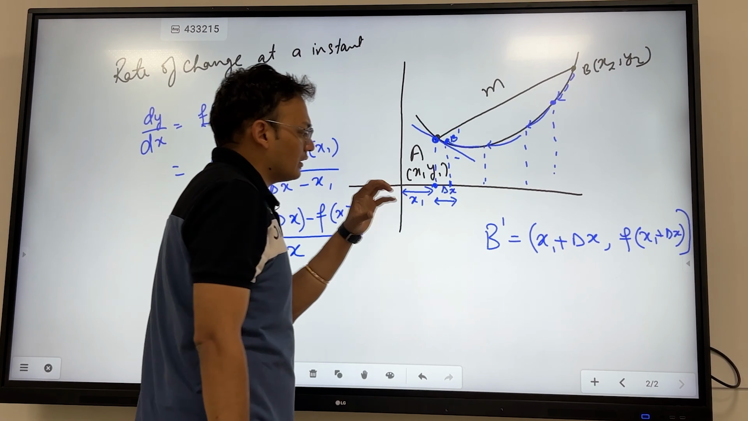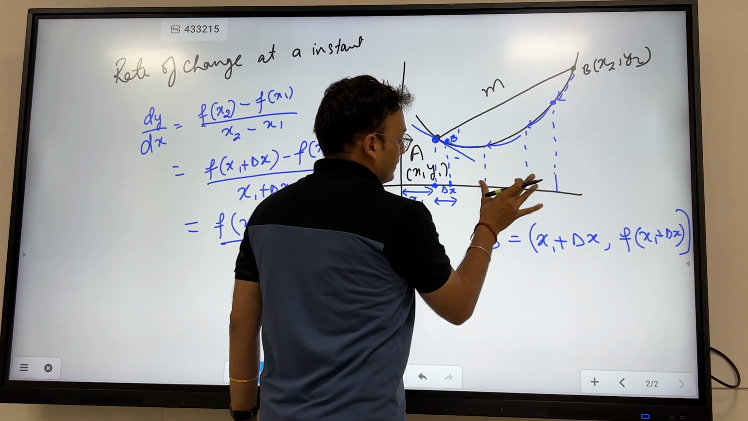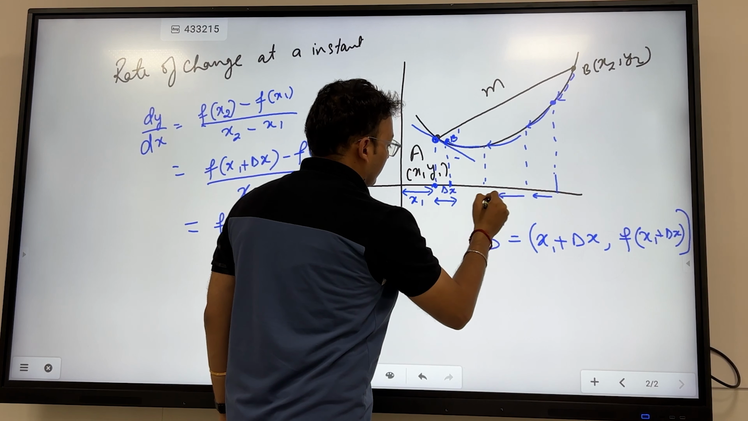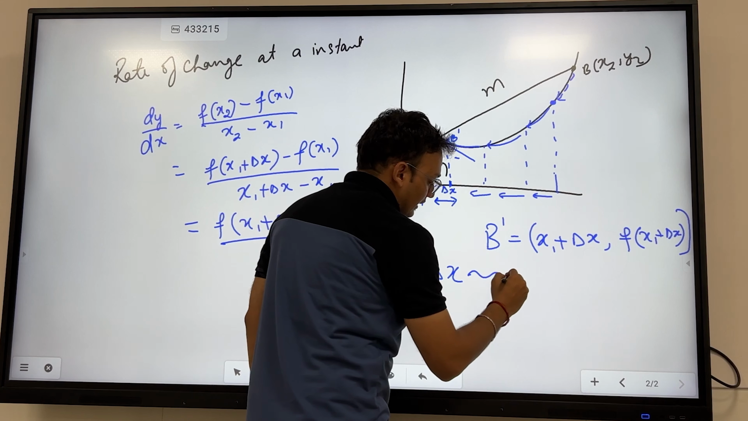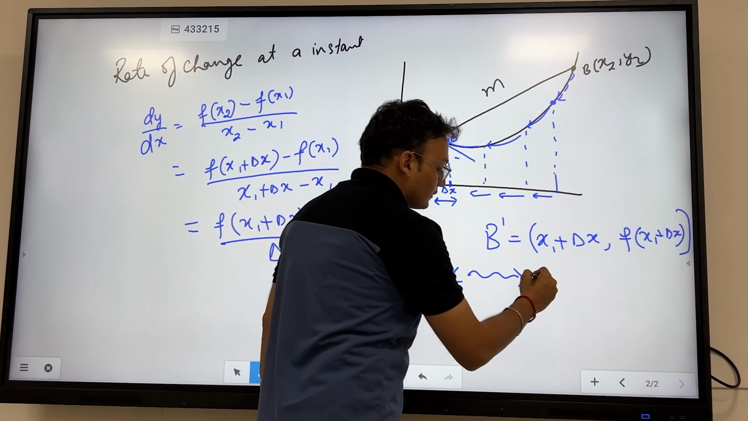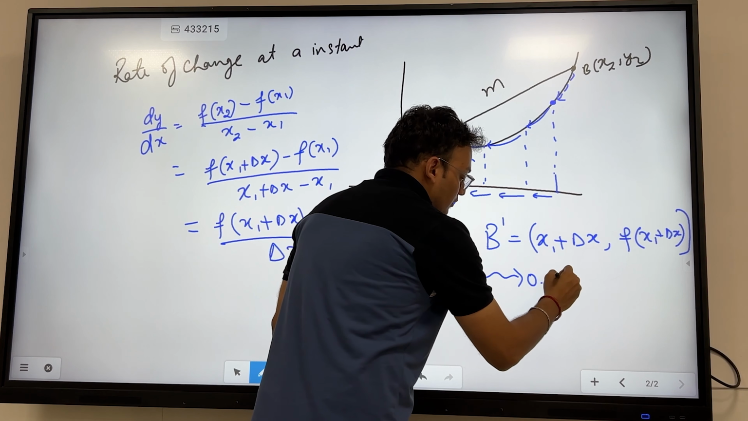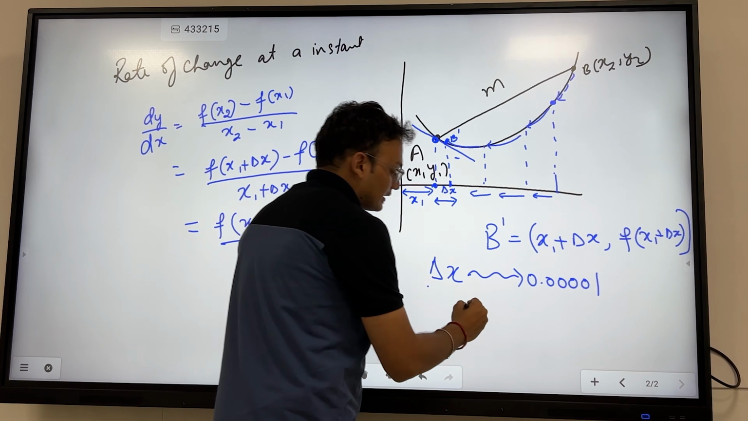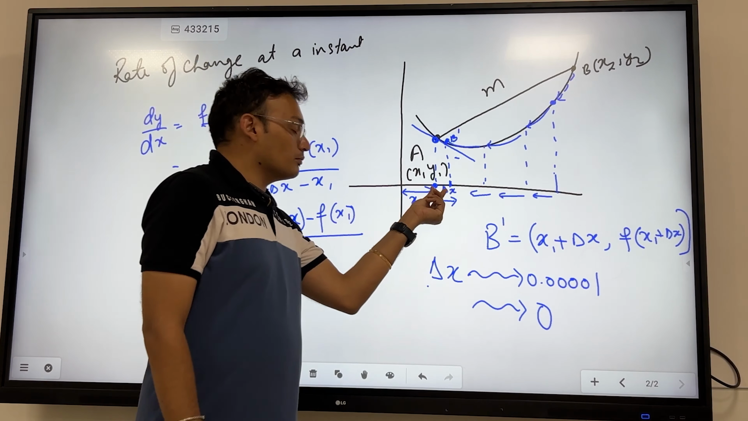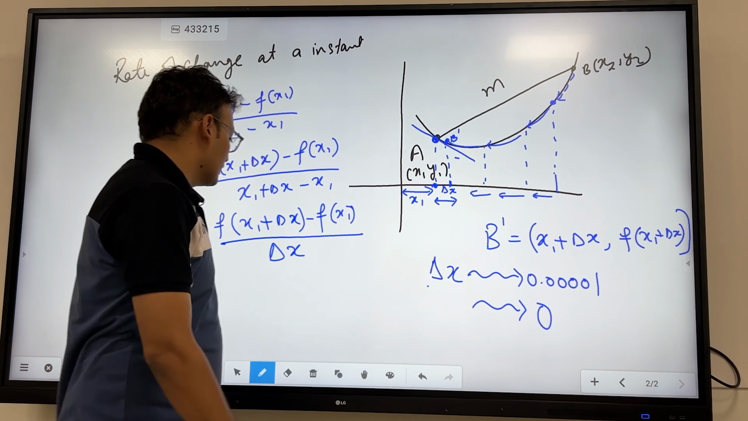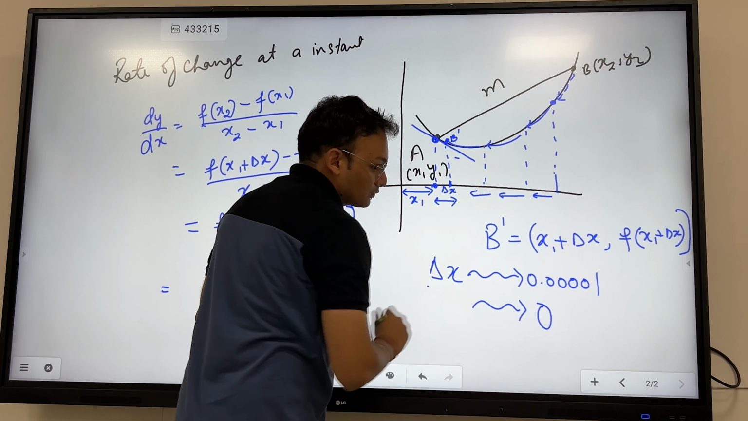Now here, the value of delta x is very big, and what I am doing is reducing the value of delta x. Up to which point? This delta x is not 0.1. It's not 0.01. It can be as small as 0.00001. That means delta x is tending to 0, right? That means I can take much smaller values of delta x.